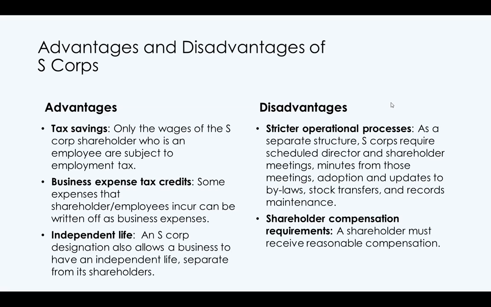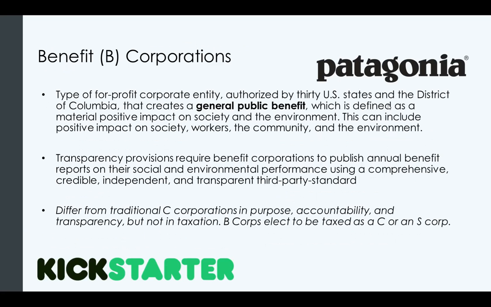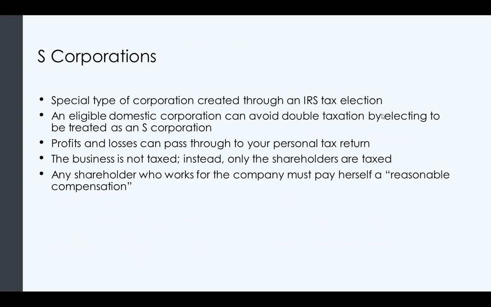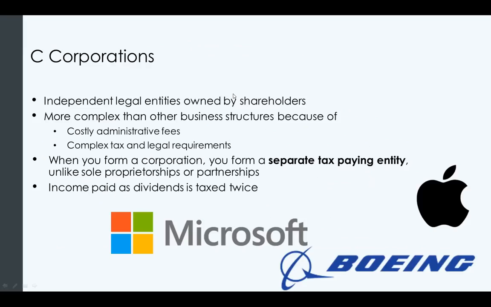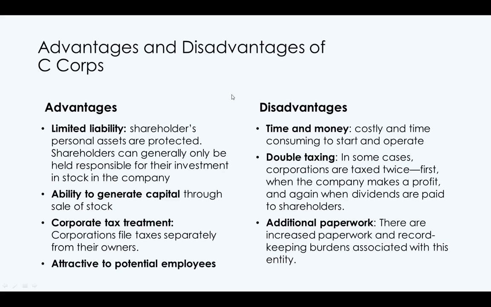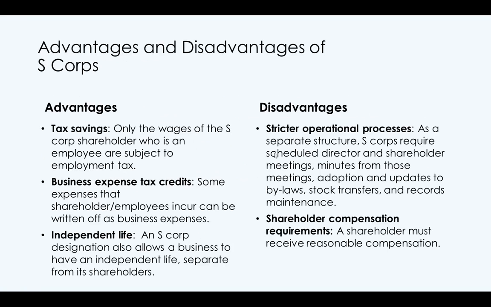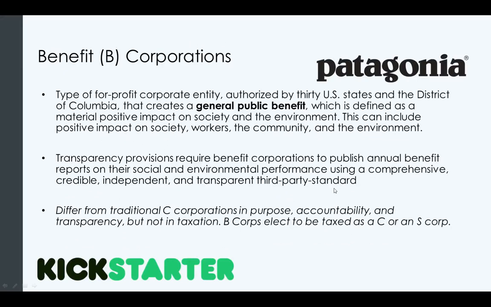Shareholder compensation requirements. Shareholders must receive reasonable compensation, so you must pay each of the shareholders. Where in a C corporation, the dividends are paid out, but they don't have to be. So not all shareholders necessarily receive dividends, but in an S corp, a shareholder must receive reasonable compensation. And so that's a disadvantage. Not for the shareholder, obviously, but for the business as a whole.